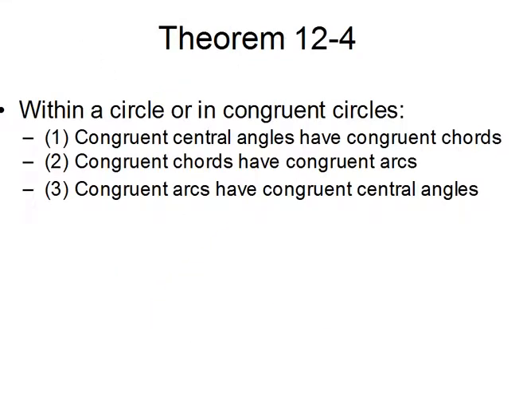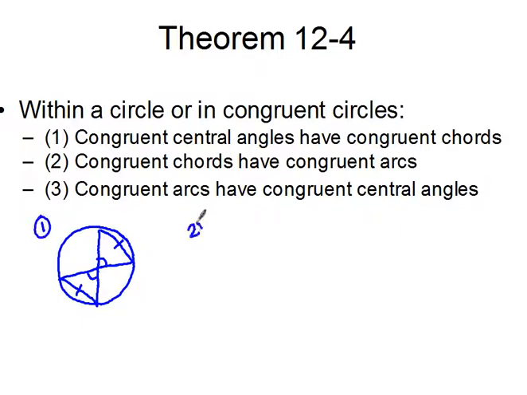All right, so theorem 4. If you have a circle or a pair or more of congruent circles, they have three different properties. Number one, congruent central angles have congruent chords. So if you have a circle, let's just draw a circle down here. You have a central angle here, and you have a central angle here, and these are both congruent. Then there are chords that run across here, and they are congruent. Okay, so that's number one.